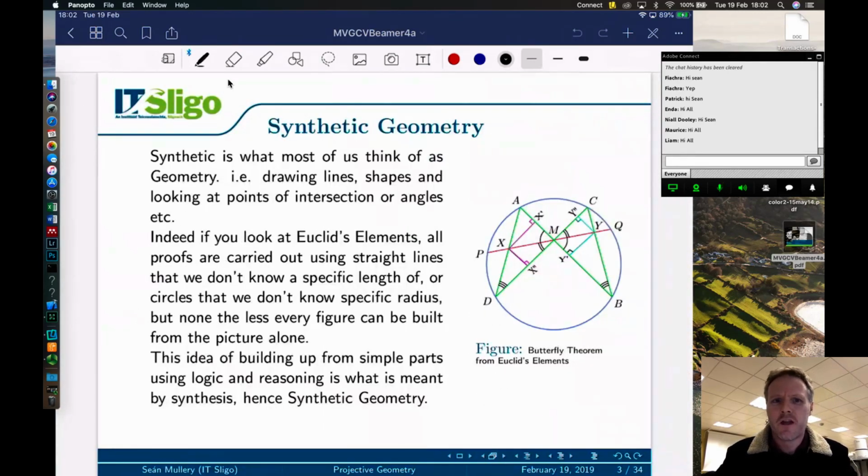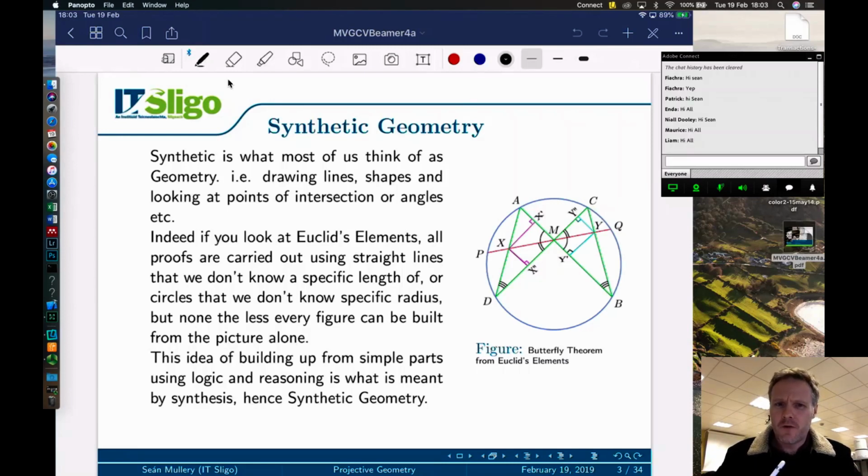So synthetic geometry first is what most of us think of as geometry. It's this idea where we draw lines and circles and triangles, and we have angles and so on, and we try to, from that, build up theorems and build up information about things. One example is Euclid's Elements, which I'm sure you covered many of these back when you did Leaving Cert or equivalent. This is just one example of one of the theorems from Euclid. And you can actually get Euclid's Elements as a book on Amazon or anywhere, and it goes through all of these different theorems if you ever want to have a look at them.